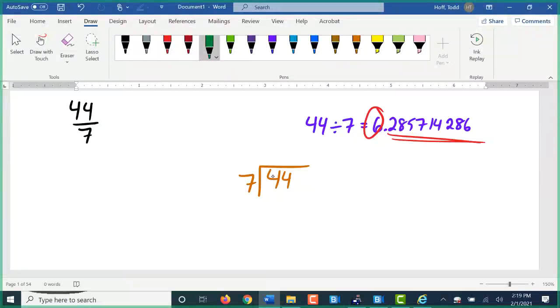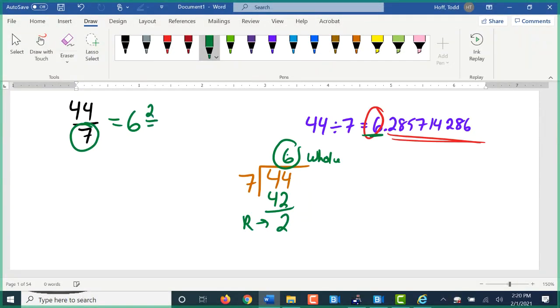7 goes into 44 how many times? This tells us it's 6. What is 6 times 7? 42. We subtract, there's 2 left over. This remainder, the 2, is the number of pieces that are left over, the number of the original fraction that we still have. This was sevenths here, it's going to stay sevenths. This tells us how many whole objects we got. So 44 sevenths is 6 and 2 sevenths.